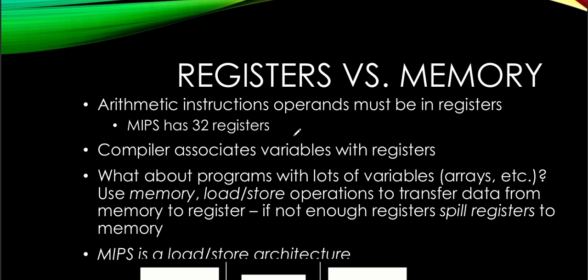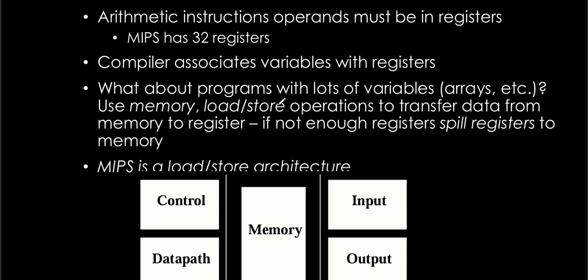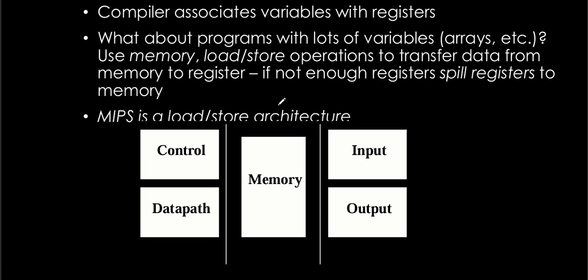Now, the next part is where we deal with registers and memory. Arithmetic operations must be in registers, and MIPS has 32 registers, as already stated. Now, what about programs with lots of variables? If your program is using more than, let me say, 32 registers at the same time, then you may need to store your other variables in memory and retrieve them as and when you want. You might see an example later on, but that's it for now.